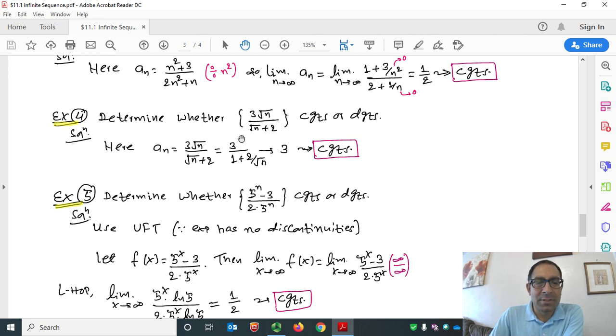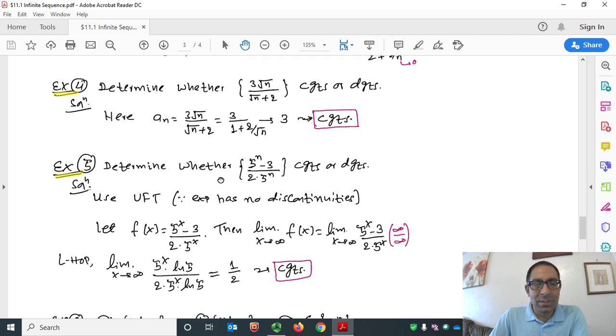The next step, this is 3/(1 + 2/√n), and take the limit as n goes to infinity. This 2/√n goes to 0, so we have 3/1, which is 3. So by definition the sequence converges. Awesome. Similarly, let's do example 5.